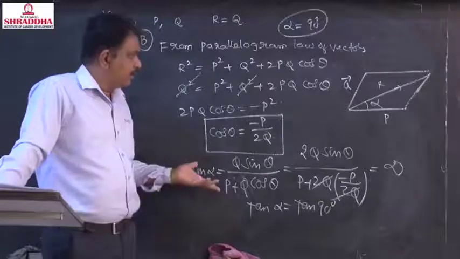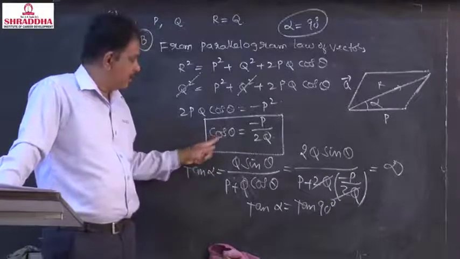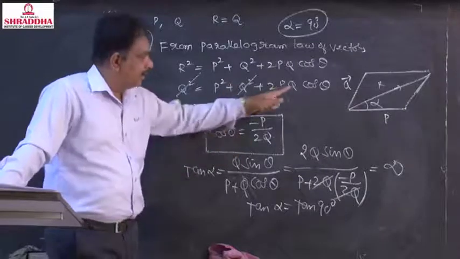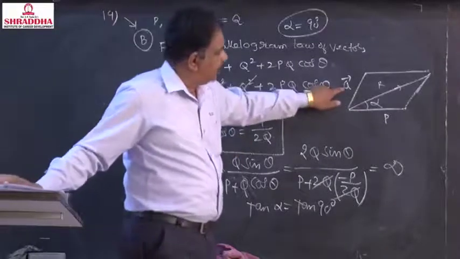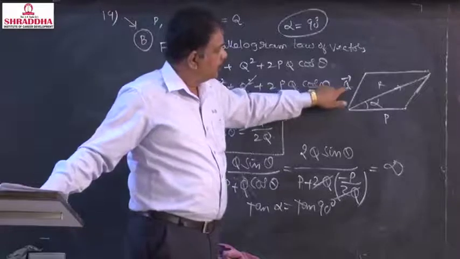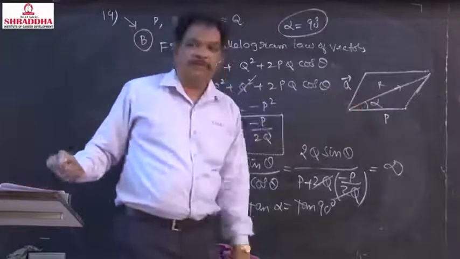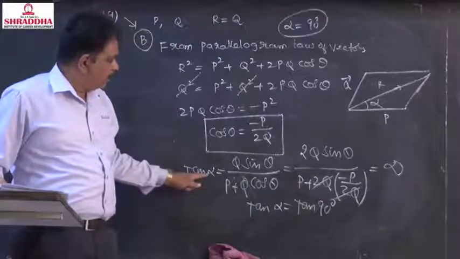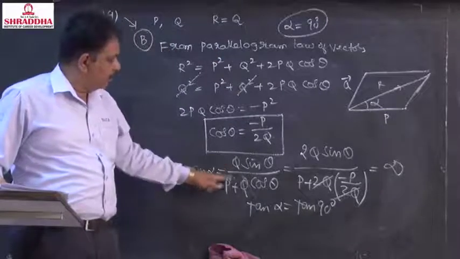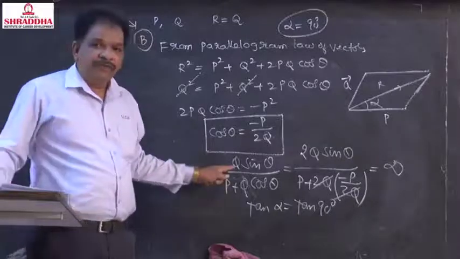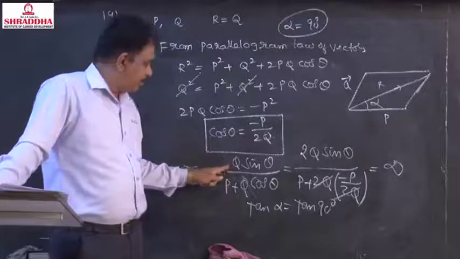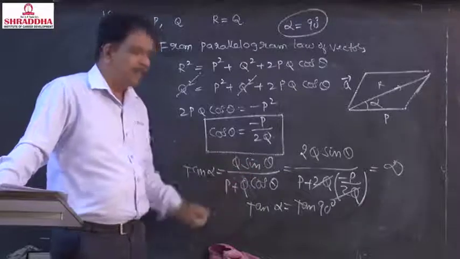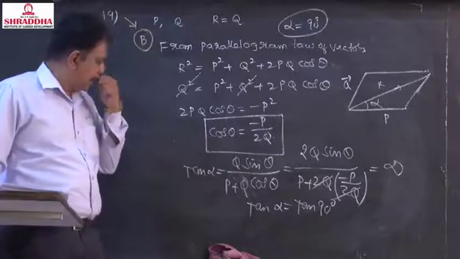Now what they did, the angle between them we got. They doubled the value of Q. Then the resultant, how much angle will it make with P? The angle made by the resultant with P, this is the formula we already learned in the parallelogram law of vectors: tan alpha is Q sin theta by P plus Q cos theta.